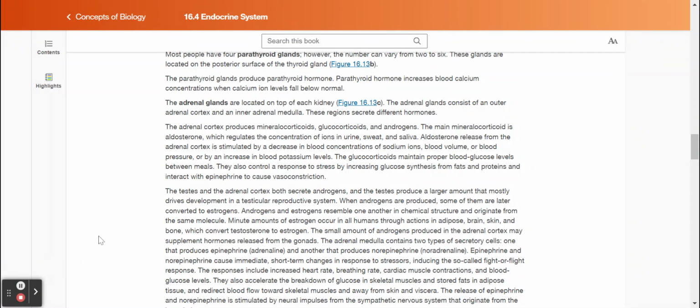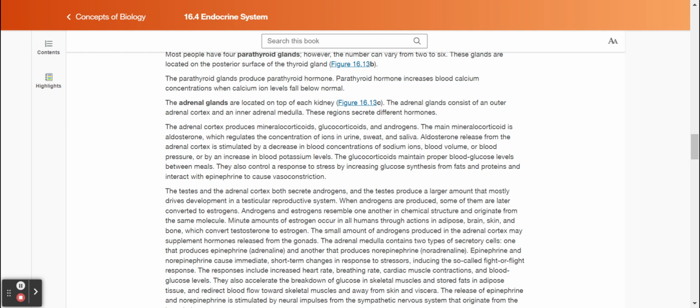Most people have 4 parathyroid glands. However, the number can vary from 2 to 6. These glands are located on the posterior surface of the thyroid gland. The parathyroid glands produce parathyroid hormones. Parathyroid hormone increases blood calcium concentrations when calcium ion levels fall below normal.